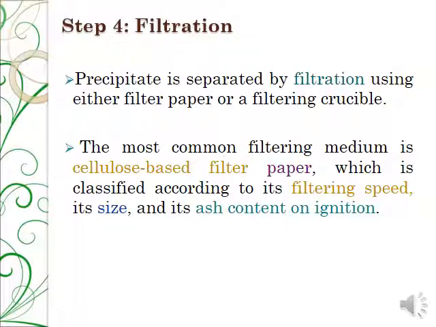So step 4 is filtration. This is where we separate the precipitate from the remaining aqueous solution, okay, using either filter paper or a filtering crucible. So of course the most common filtering medium is filter paper, and it is cellulose based, okay, and these cellulose based filter papers are classified according to their filtering speed, size, and ash content upon ignition.